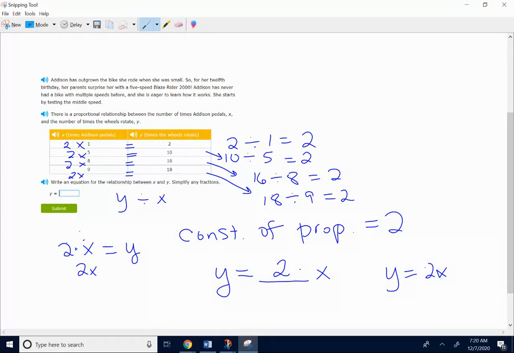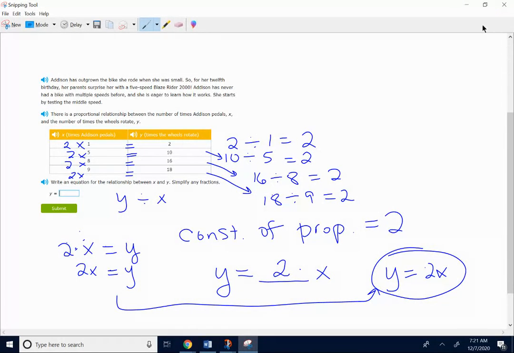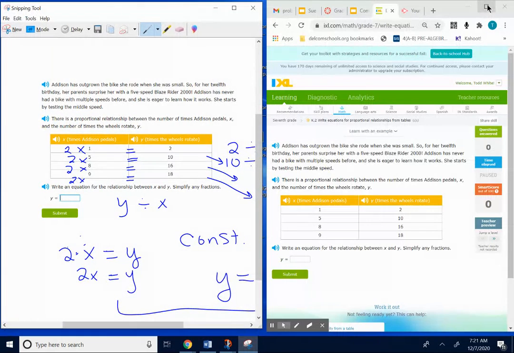Okay, just mush your 2 and your x together since they're multiplied. 2x equals y. And just for whatever reason, they like that rearranged to be y is equal to 2x. Okay, so you find your constant of proportionality, and the constant of proportionality would be in between the y equals and the x. Okay, so if I was doing this problem, the only thing I would have to do is, since y equals is already there, I would type in 2x and click submit.